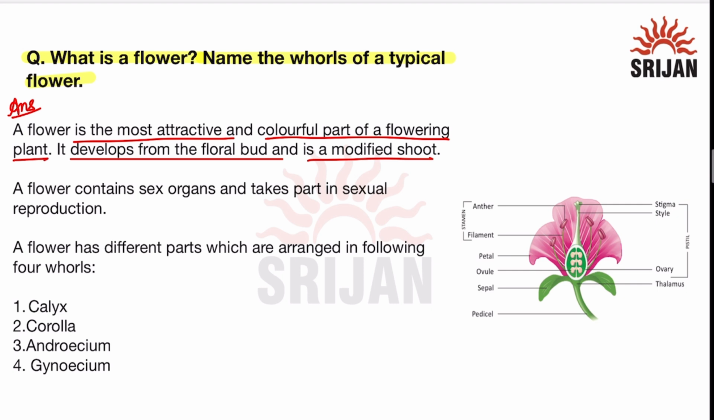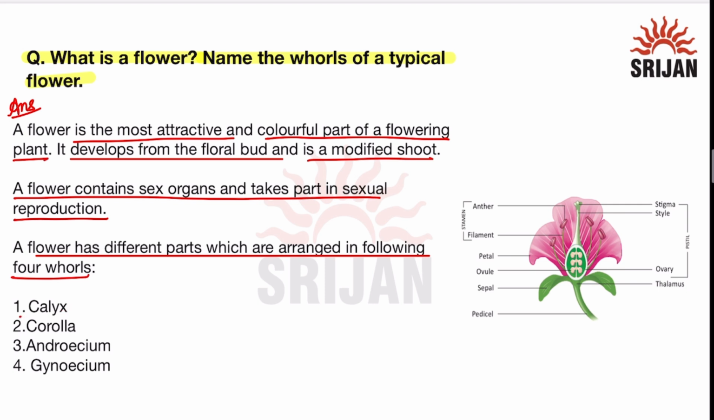Now, a flower contains sex organs and takes part in sexual reproduction. So, a flower contains both male sex organs and female sex organs, which help to take part in sexual reproduction by producing the gametes. A flower has different parts which are arranged in four main whorls.